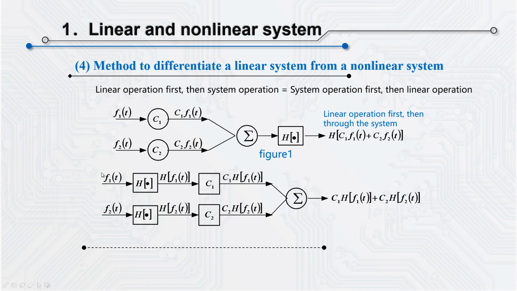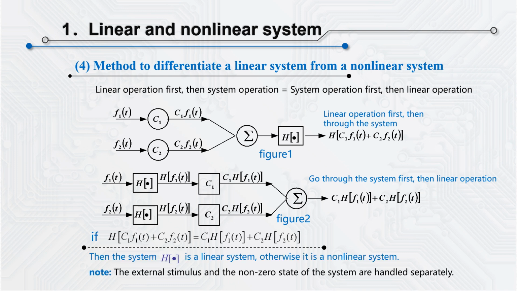Conversely, if the signals F1t and F2t are put to the system H, respectively, then we perform proportional operation and addition on their outputs, and then we can get the final output, as shown in Figure 2. If the output of Figure 1 is equal to that of Figure 2, then such a system is called a linear system. Otherwise, it is a nonlinear system. Here you should know that for the system, if it is linear, you should deal with its external stimulus and non-zero state separately.